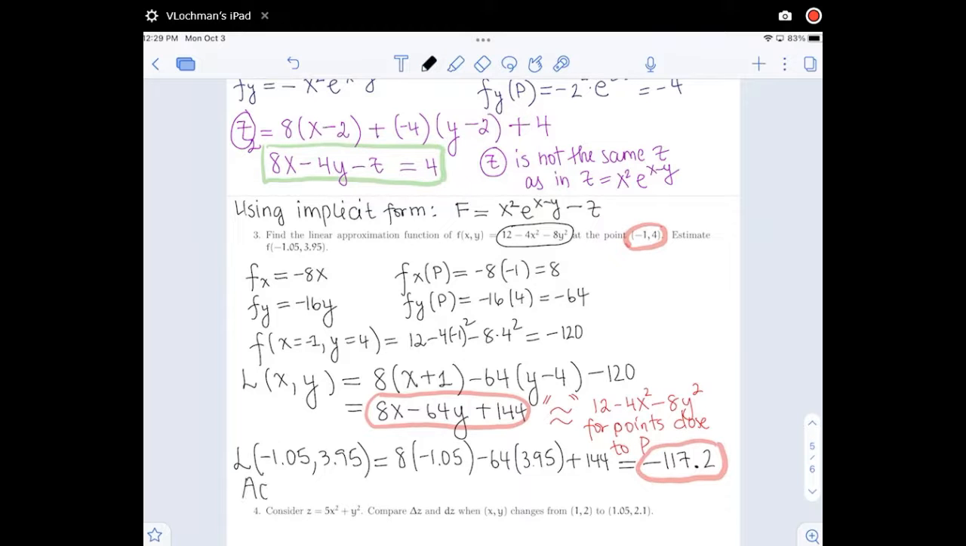Now we can compute the actual value. It's not too complicated to compute. If we do this, we're going to get negative 117.23. That's pretty good. The approximation is so close. And of course, we also didn't go too far.